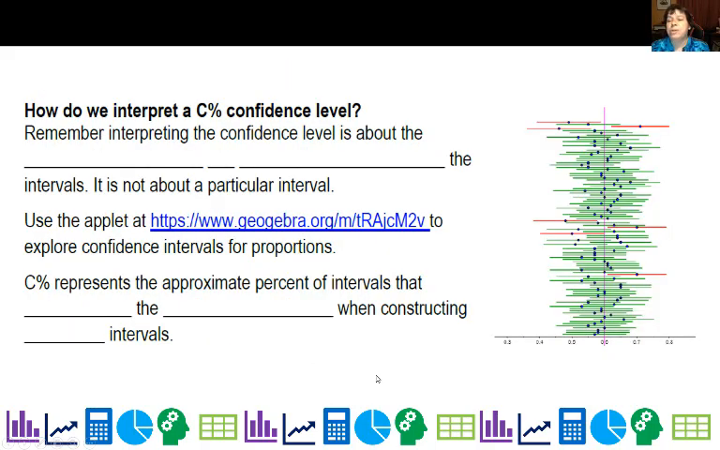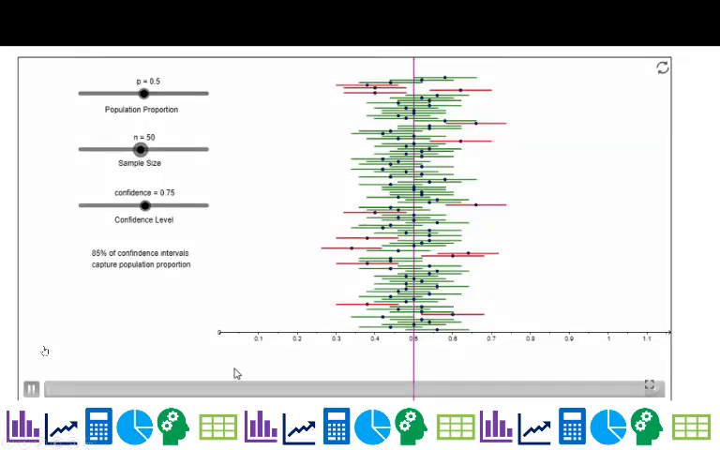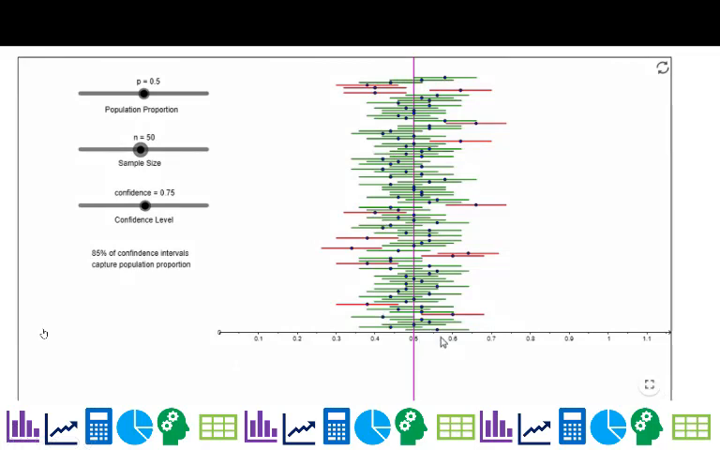So how do we interpret a C% confidence level? Remember, notice this doesn't say interval anymore. It says level. So it's really about what percent confidence you're picking. Remember, interpreting the confidence level is about the process of constructing the interval. It's not about what you actually got. Okay, so we're going to go ahead and explore this applet. This GeoGebra applet shows a lot of confidence intervals that are created given a certain proportion, sample size, and the set confidence level.